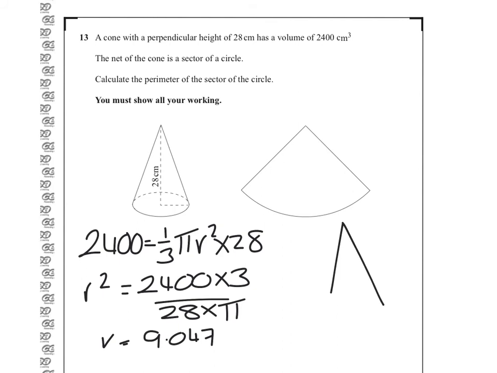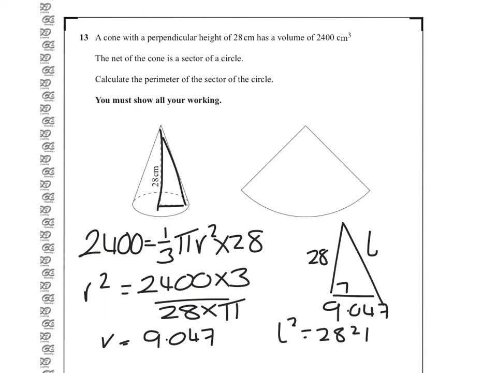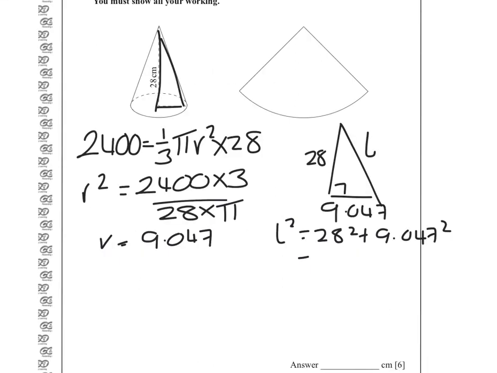If I just look at the right angle triangle, I have 28 and we want to work out in a radius of 9.047. So if I work out the slant height using Pythagoras, L squared equals 28 squared plus 9.047 squared. So L squared is 865.85, and taking the square root, we get that the length is 29.4.